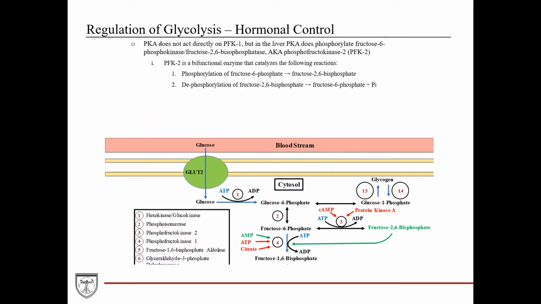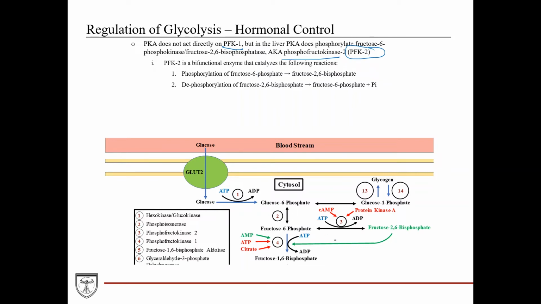Now, what's important to point out is that PKA does not directly act on PFK1. However, it does definitely affect the flux and activity of PFK1. So in the liver specifically, PKA does phosphorylate an enzyme called fructose 6-phosphate 2-kinase/fructose 2,6-bisphosphatase, which is also known as phosphofructokinase 2, abbreviated to PFK2.